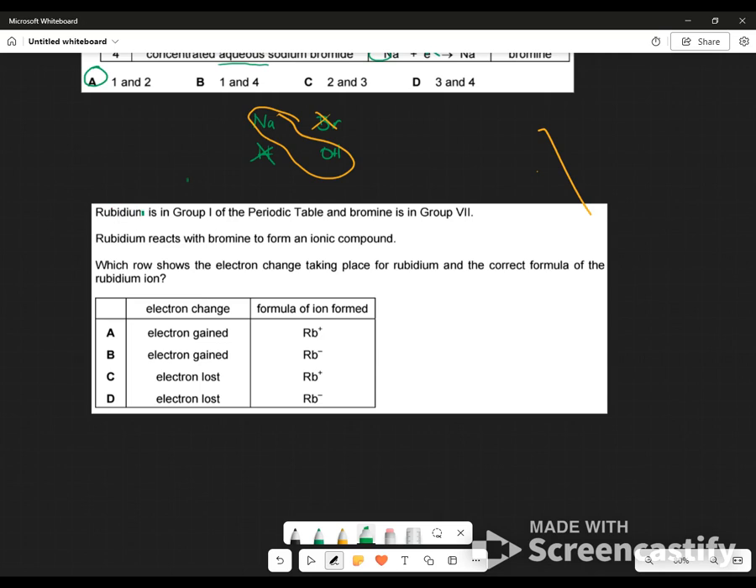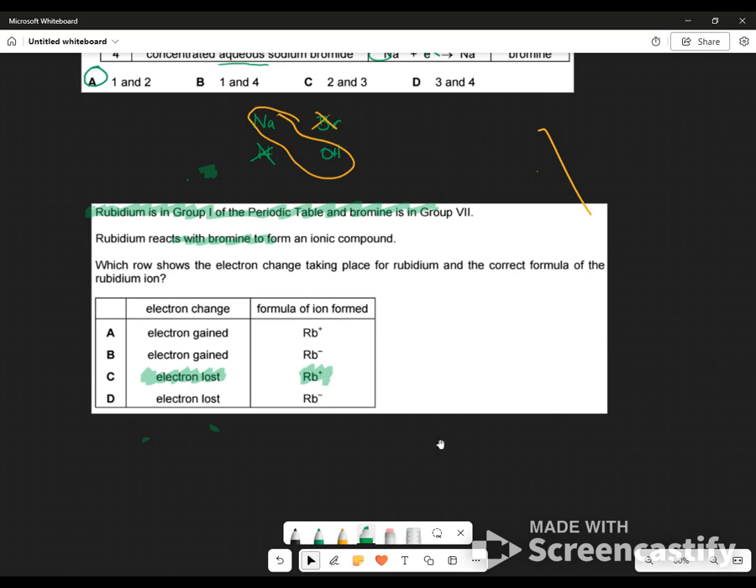So this is rubidium reacting with bromine. What will rubidium do? Will it gain or lose an electron if it's reacting with bromine? Anyone? What's the answer here? C. Teodoro thinks it's C, and I agree with him. An electron is going to be lost, and you're going to get the Rb plus ion. So well done, Teodoro.